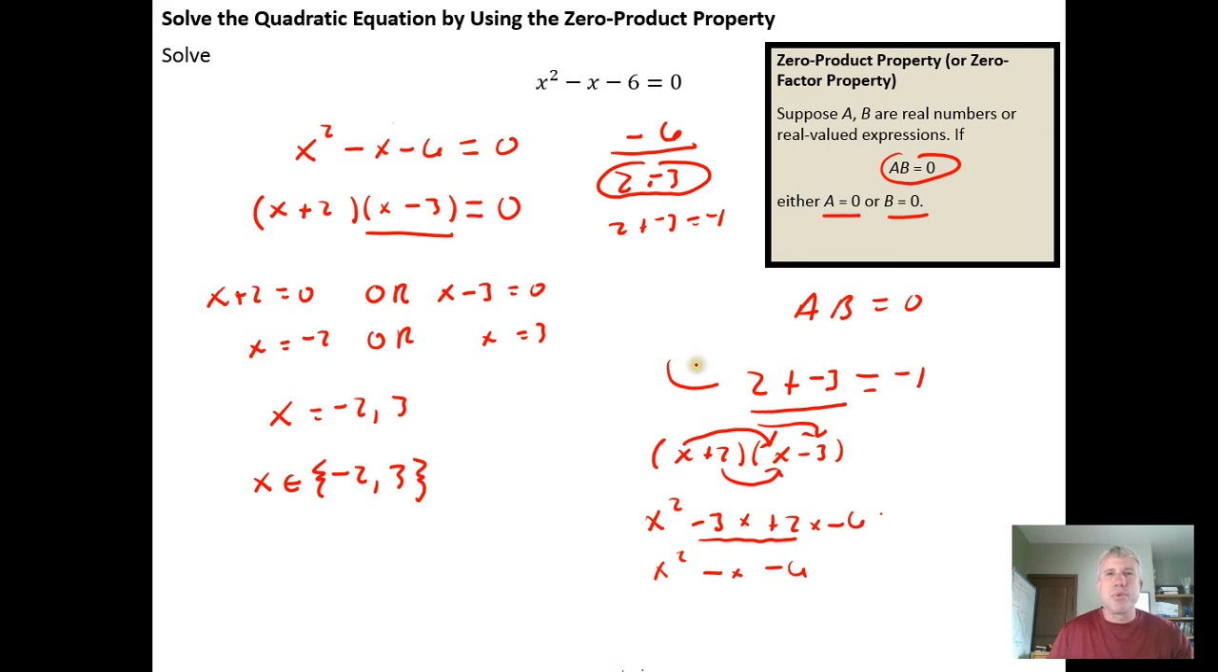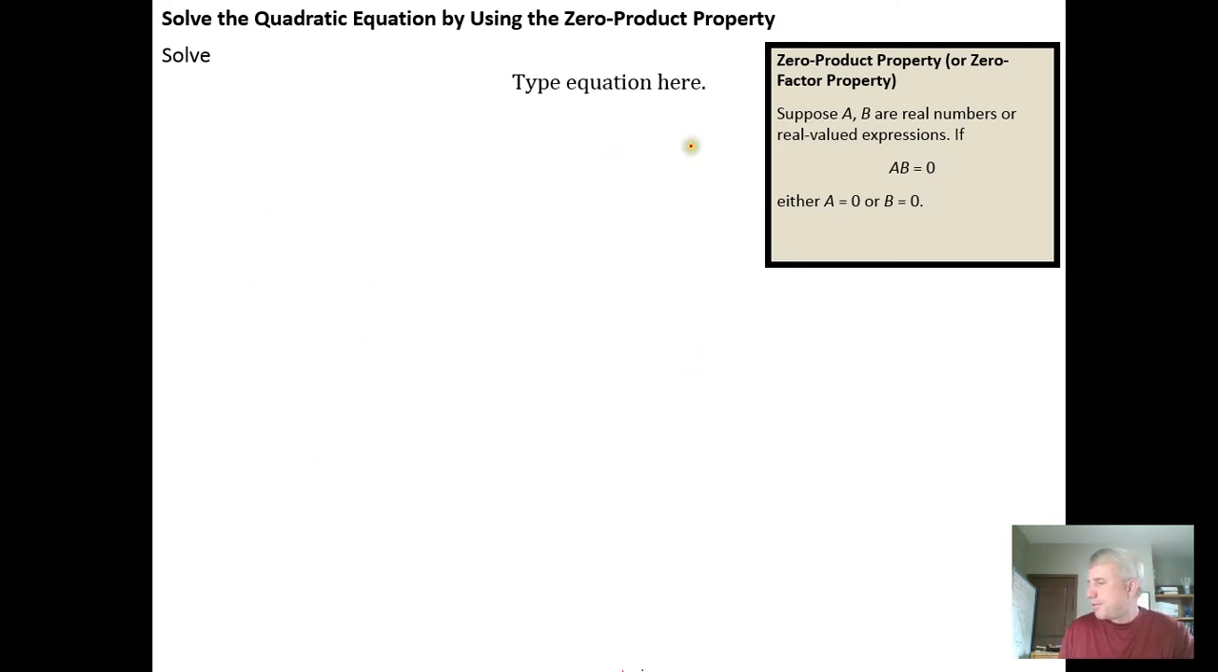So one more example. Type equation here. That's not a very interesting example, is it? So let's go x squared minus 11x plus 30. So obviously I forgot to type my example in.